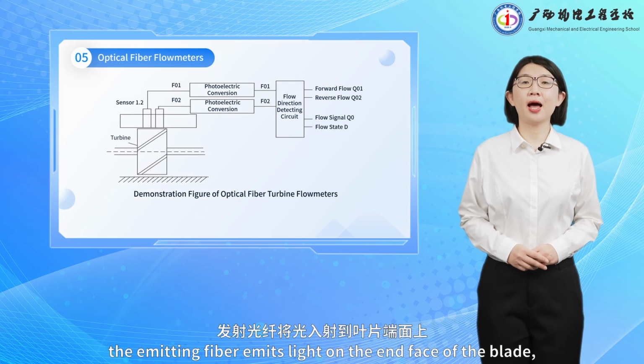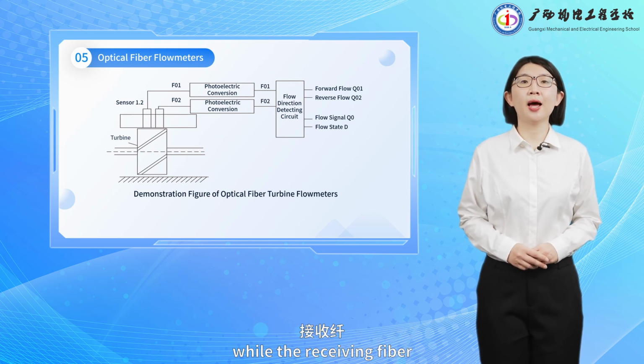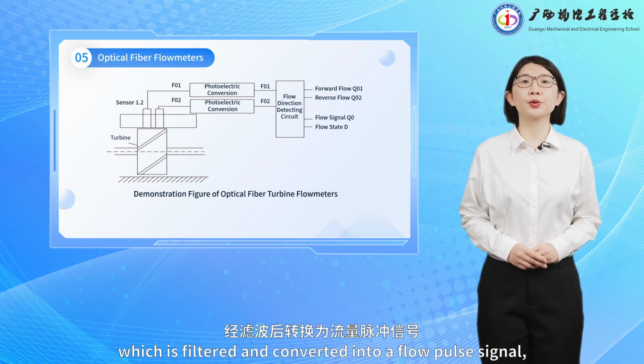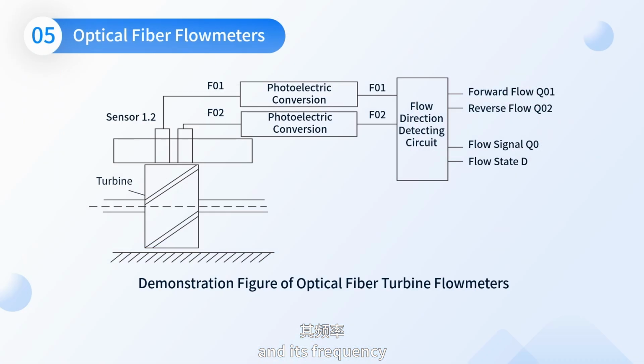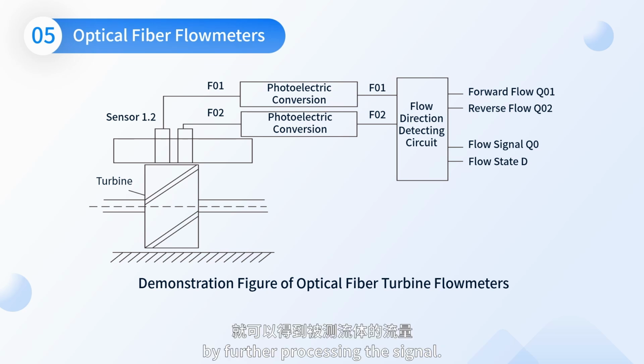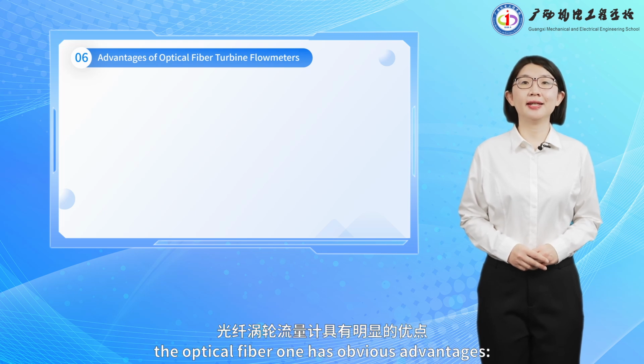When working, the emitting fiber emits light on the end face of the blade, and the rotating turbine blade periodically reflects, while the receiving fiber receives the reflected signal of modulated light, which is filtered and converted into a flow pulse signal, and its frequency is proportional to the rotating speed of the turbine, that is, proportional to the measured flow. The flow rate of the measured fluid can be obtained by further processing the signal. Compared with the traditional turbine flowmeter, the optical fiber one has obvious advantages.